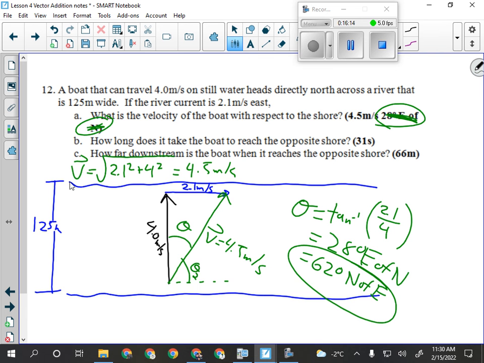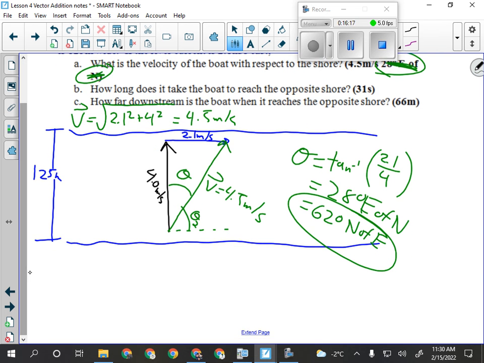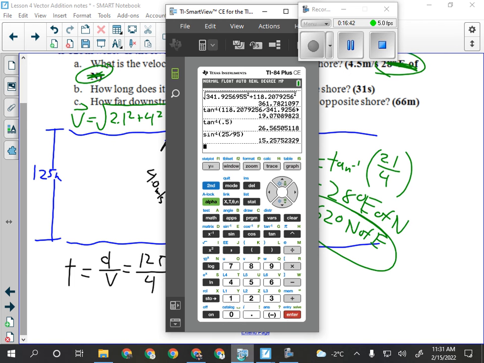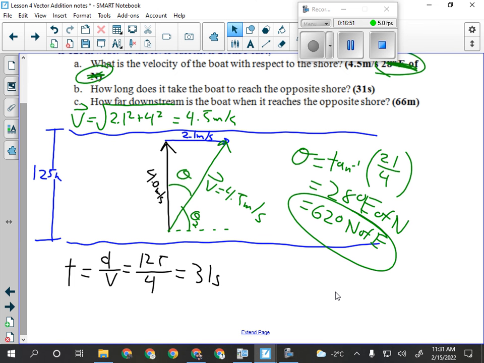So, if I want to figure out how long it'll take the boat to reach the opposite shore, I'm looking for time. I have the distance and I have the velocity at which the boat is moving. It's going to move 125 meters at 4 meters per second. That means it's going to take 31 seconds for it to get across the river. Okay? That doesn't seem right. It's 125 over 4. That's not right, is it? It is? 125 over 4 is 31? Okay. Didn't seem right. Okay, 31 seconds.